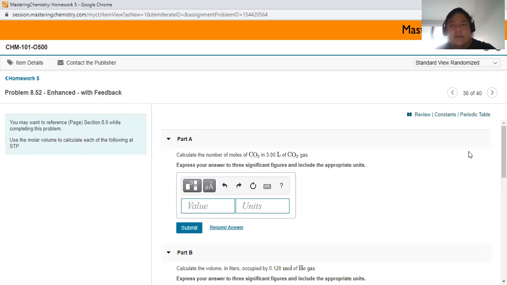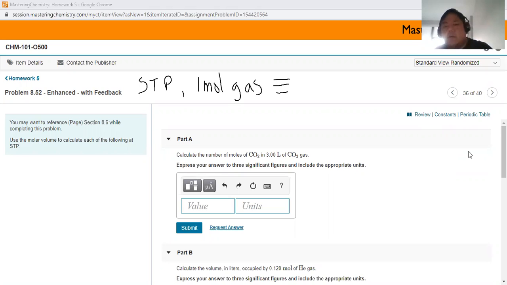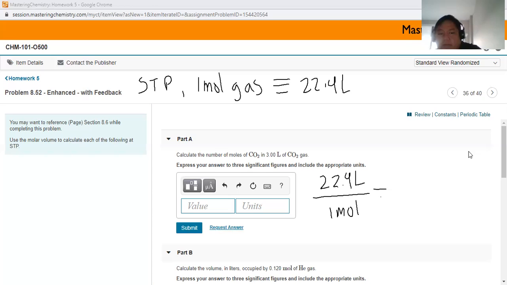At STP, which is standard temperature and pressure, 1 mole of gas has a volume of 22.4 liters. So we can go ahead and do the exact same thing that we did, Avogadro's law. So we can say 22.4 liters, 1 mole, will be equal to, calculate the number of moles of CO2 in 3 liters of CO2. So we're going to put 3.0 liters here, and we are solving for mole.